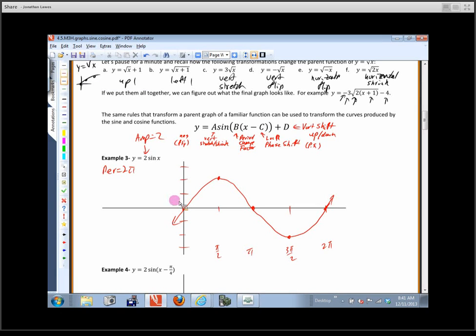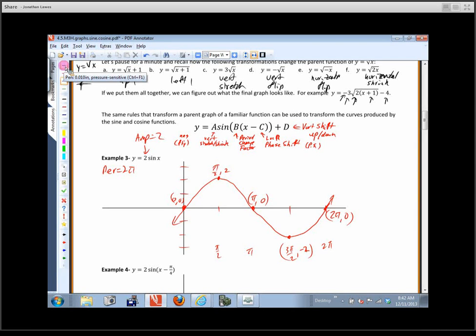Okay, let's label the points. This is still 0, 0. What's this point right here? Pi halves, comma, 2 units high. Halfway through the period would be pi, and this is going to be back to 0. We're at 3 pi halves, and I'm just going to use that right there. 3 pi halves, comma, -2. And then by the time we get back to 2 pi, we're back to 0. Any questions?